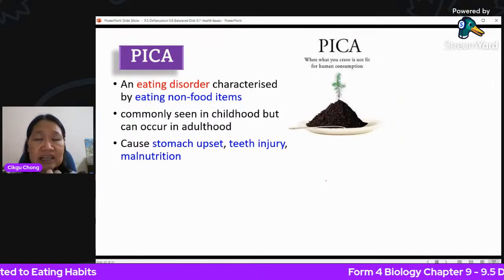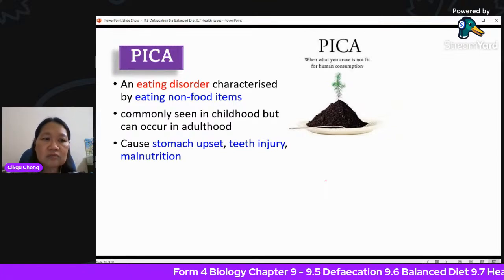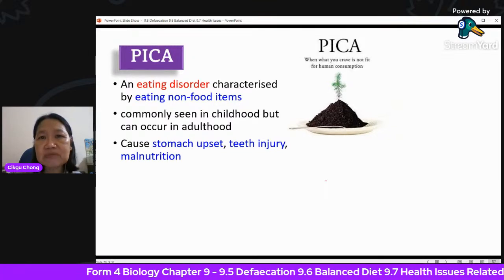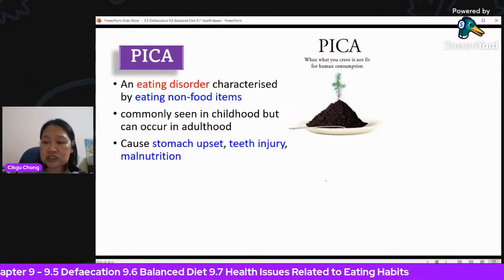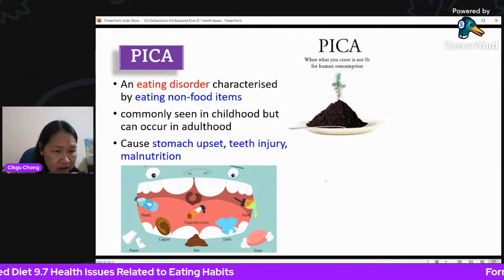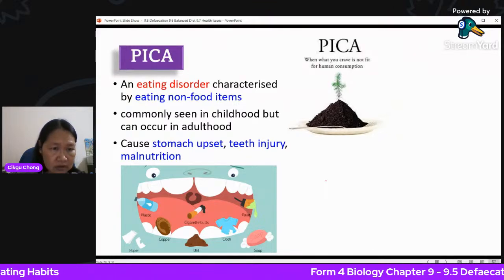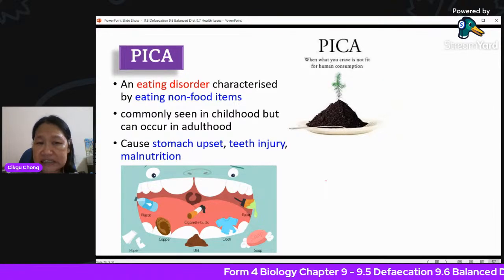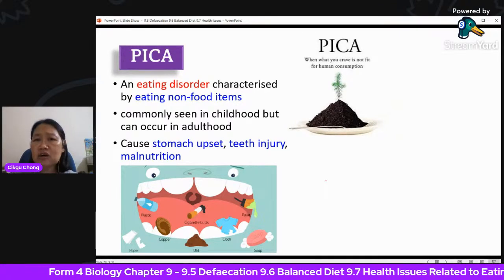I can tell you the things they eat. They eat stones, pebbles, glass. Oh my god. Again, malnutrition, because what you're eating doesn't have any nutritional value. That's why you get malnutrition. So what are the things they eat? Plastic, copper, cloth, paint, soap, and cigarette butts. This has happened before, but actually it's not common.